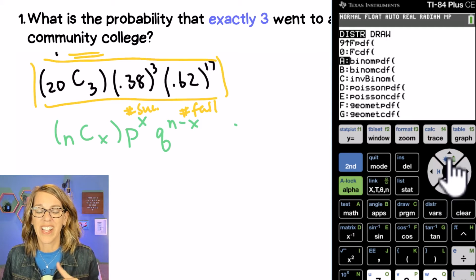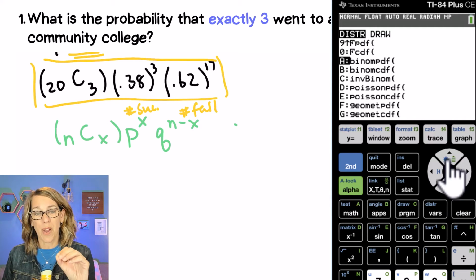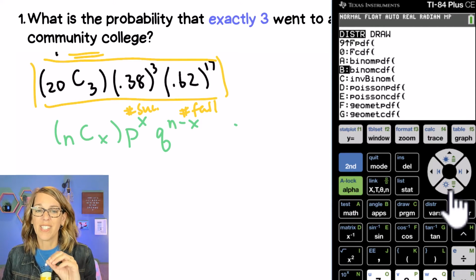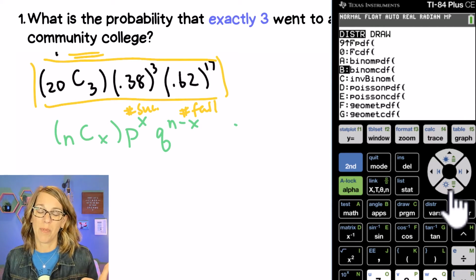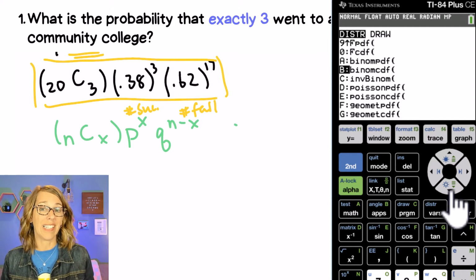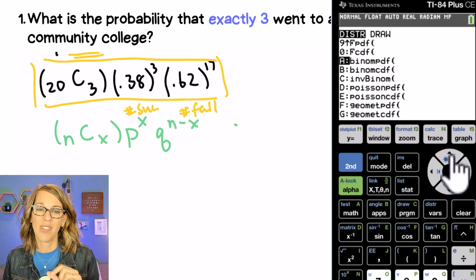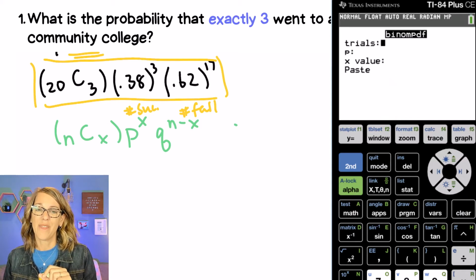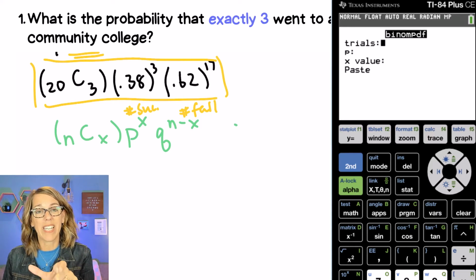I've got 2 different choices. A is for a single probability. This is for my exact case. B is for a cumulative probability where I'm adding up cases. This is going to be for my at most or at least case. So I want to choose Binomialpdf. Let's hit enter.